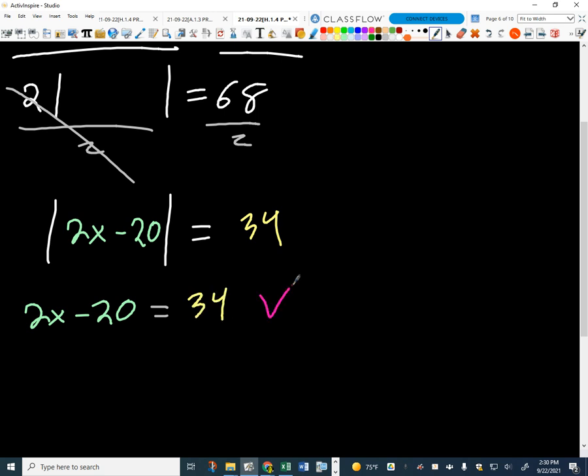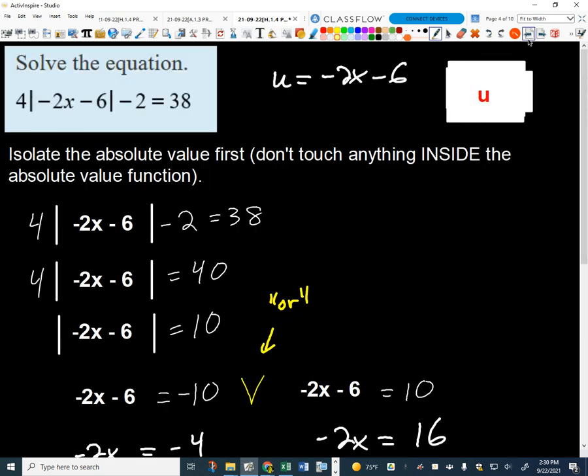Or, and I'll just solve both of those, right? No big deal. Okay, and I want to point one other thing out too. If I go back to this previous example, there's a tendency for people to want to do this. They want to say, okay, well, the absolute value of negative 2x minus 6 is 2x plus 6.